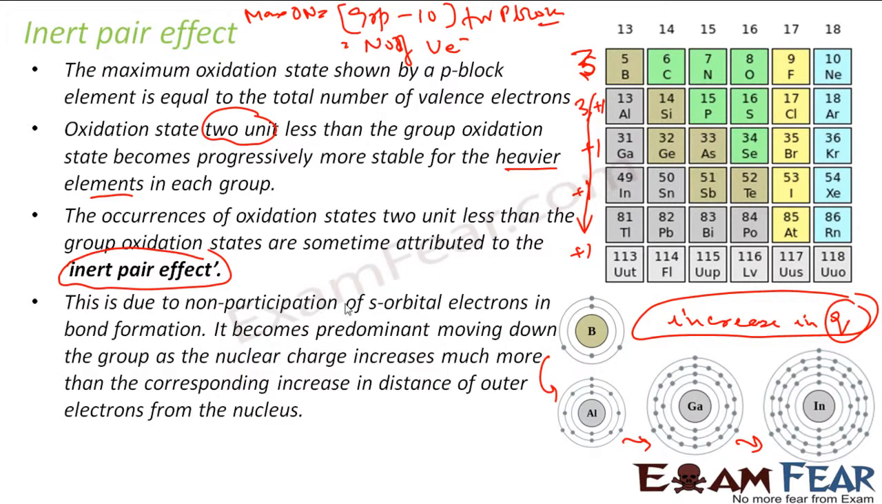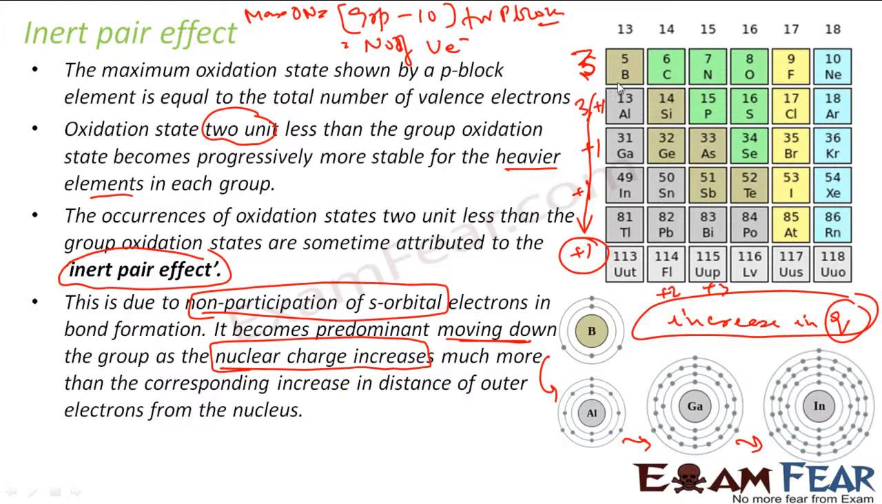If you see, non-participation of s orbitals. And why? The moment you go down, the nuclear charge increases. Since the nuclear charge increases, the s orbitals are tightly held by the nucleus and they don't take part in the reaction, and thus it exhibits only plus 1 oxidation state for group 13. For group 14 it is plus 2. For 15 it is plus 3. Like that it goes on. Hope you understand.